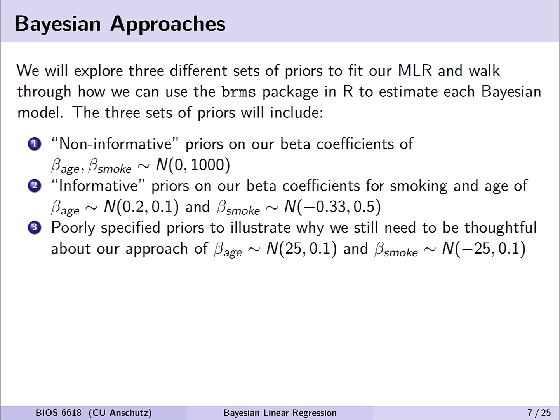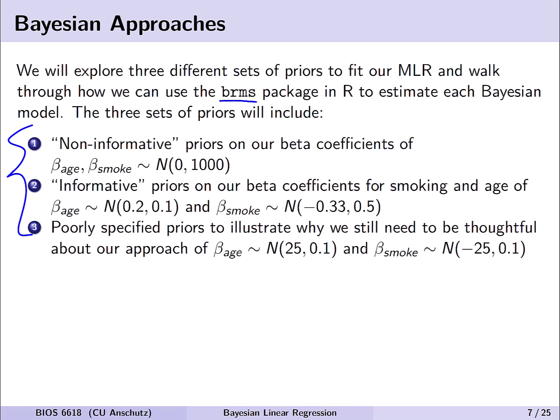We're now going to explore three different sets of priors fit with the Bayesian approach for multiple linear regression. Specifically, we're going to illustrate and introduce the brms package in R for fitting these models because it has nice similar syntax to the LM and GLM functions we've been using throughout the semester for regression modeling. We'll also compare three different priors that we see outlined here, and we'll walk through these briefly in a second. Now, for each one of these, we're going to focus on the beta coefficients from our multiple linear regression model for age and smoking status.